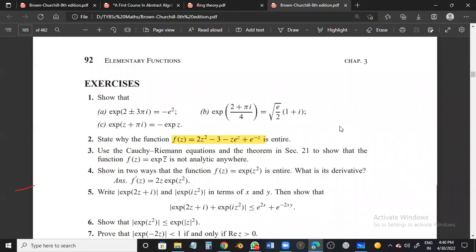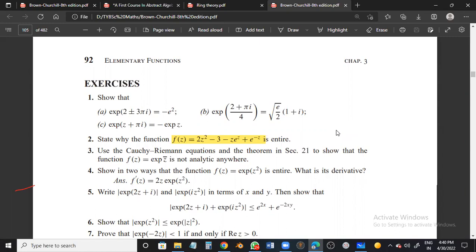Okay. Fourth question says, show in two ways that the function f of z equal to exponential of z square is entire. So let us forget about these two ways. At least once we should be able to. So how would we go? Exponential of z square we want to go. And we want to show that it is an entire function.